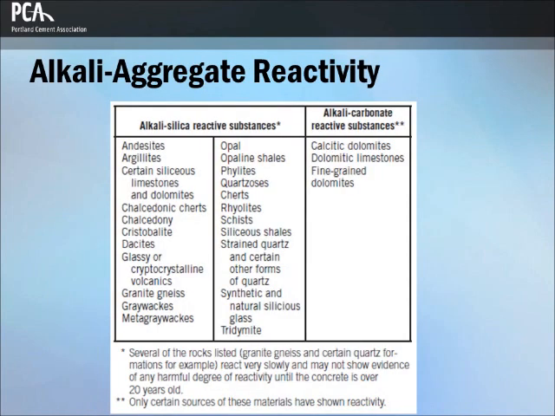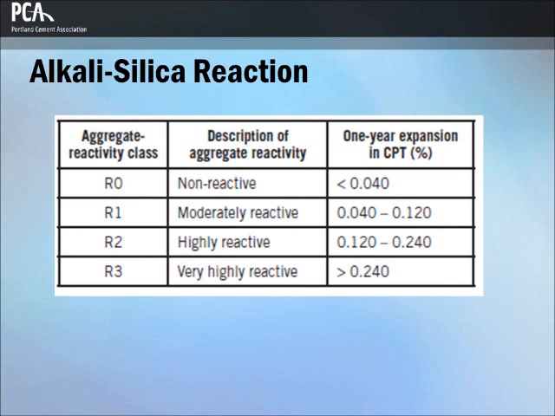In addition, rocks and minerals such as some cherts, strained quartz, and certain dolomitic limestones are alkali reactive. The reactivity is potentially harmful only when it produces significant expansion. The reactivity of an aggregate is classified according to this table.